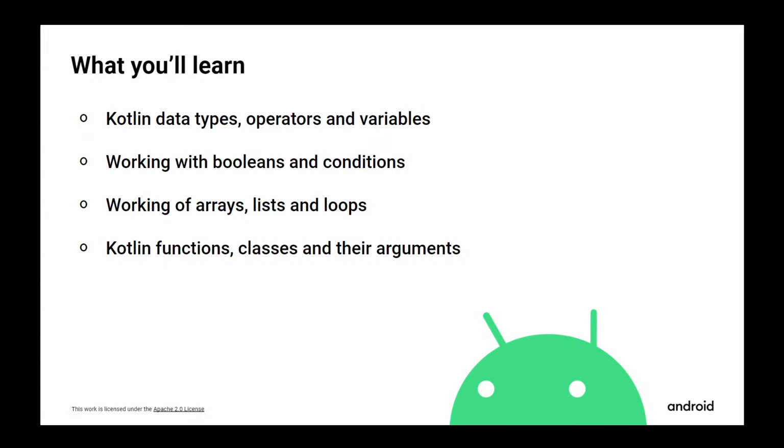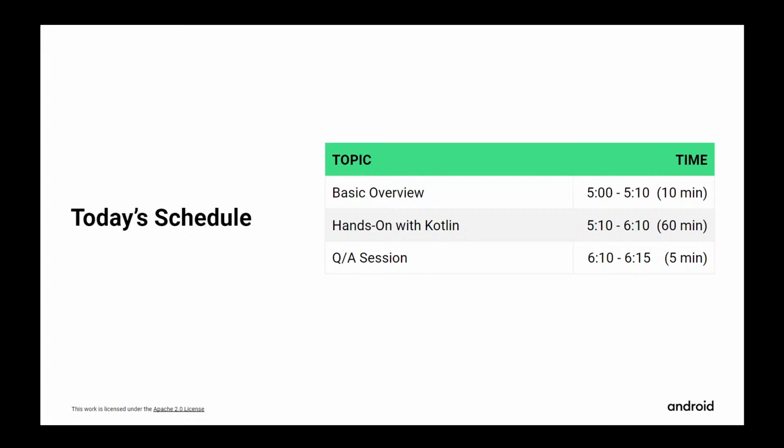What you will learn. In today's session, we are going to learn about Kotlin data types, operators, variables. We are going to work with booleans, conditions. We are going to work with arrays, lists, loops. And then at last, we are going to look at Kotlin functions, classes, and how to pass arguments onto the functions and Kotlin classes. So this is today's schedule.